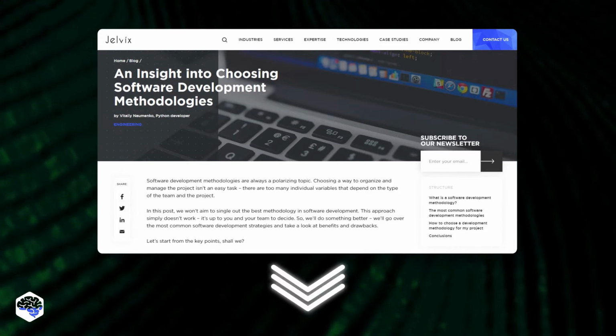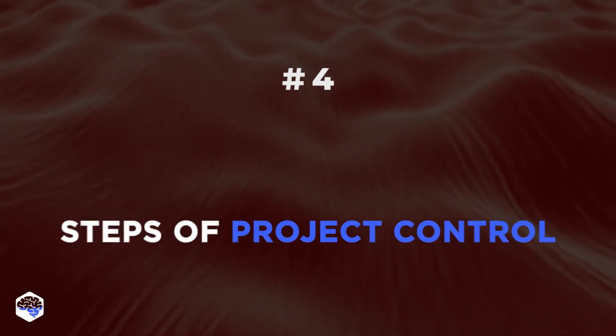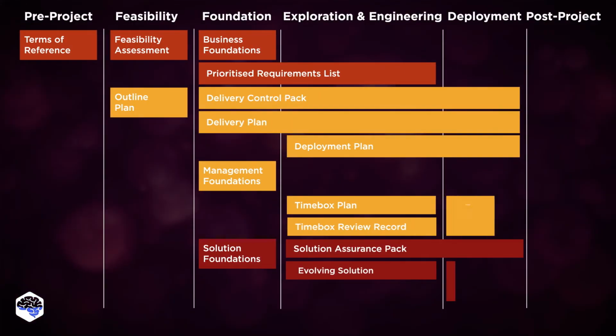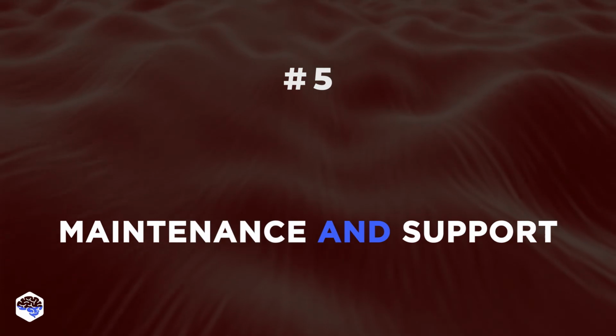All right, let's continue. Then we need to describe the steps of project control. We need to list actions and approaches we'll take to oversee the quality of the project and the team's efficiency. You can see the example right now. The next section is maintenance and support. We describe which information and assistance we'll provide to the stakeholders.